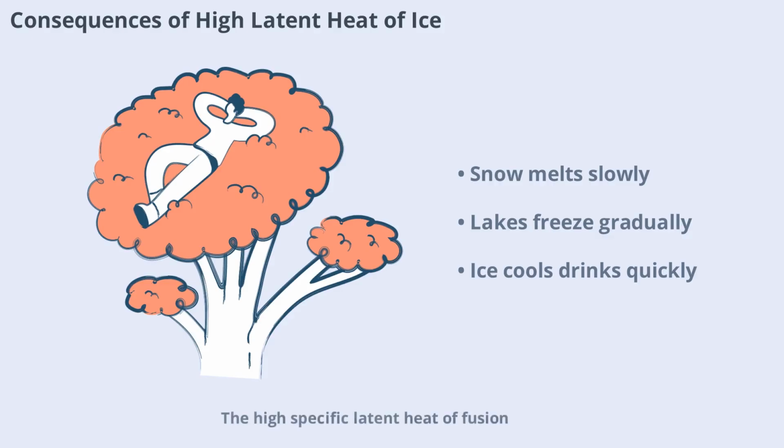The high specific latent heat of fusion of ice leads to several important natural effects. Snow on mountains melts slowly, lakes and ponds in cold regions freeze gradually, and drinks cool faster with ice than with cold water. When ice melts in a frozen lake, it absorbs heat from the surroundings, making the air colder. This is also why it feels colder after a hailstorm.